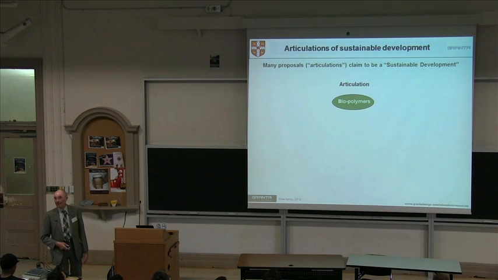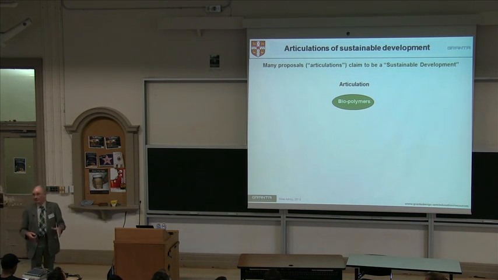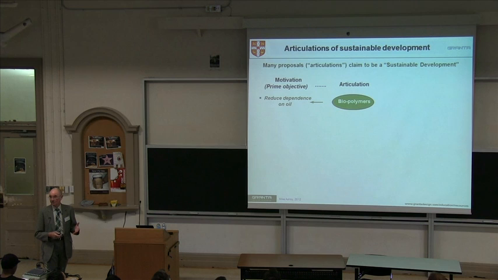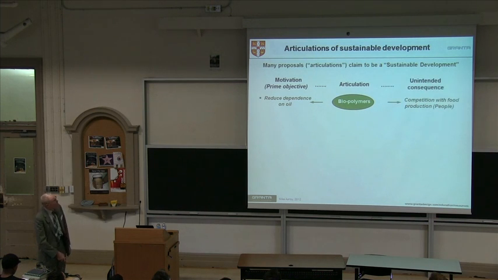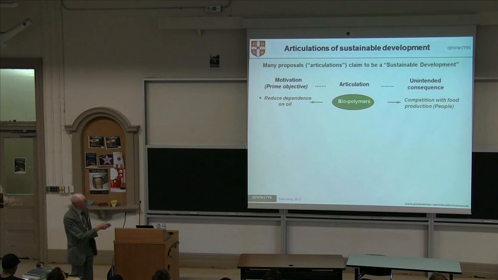Here's an articulation: biopolymers. Should we be putting a lot of effort into replacing oil-based polymers by biopolymers? Well, there's a motivation behind that, an environmental motivation, which is to reduce our dependence on oil, and I'm going to call that the prime objective of that articulation. And that phrase will come up again in a minute. But almost always, articulations of sustainable development have unintended consequences, and one here is that if you're going to use land to grow the feedstock to make the biopolymers, then you're going to have less land to grow food on, and that is a problem.